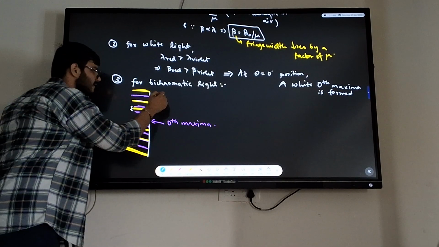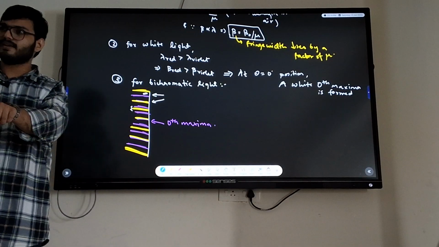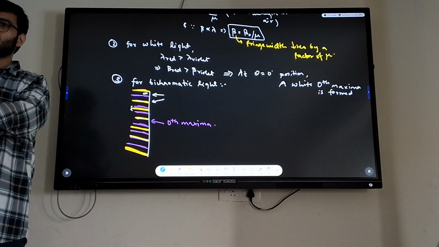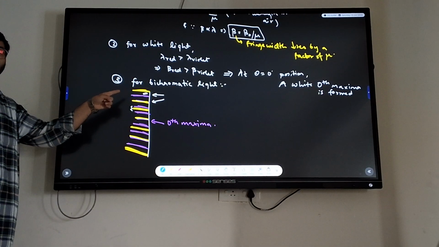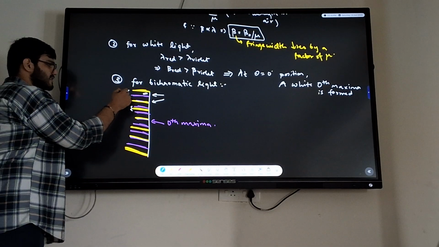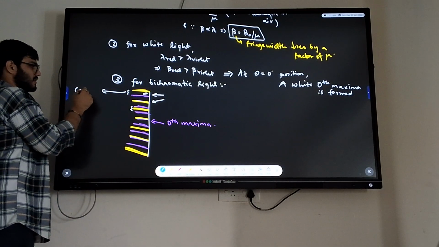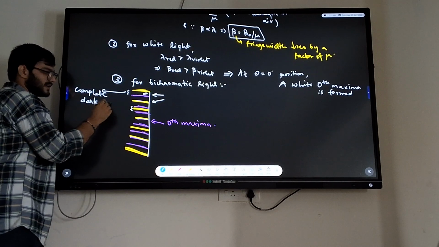What is happening here? A dark of violet is getting coincided with the dark of yellow. So what will form there? There will be complete darkness, because there is no intensity there. So what is this region called? Region of complete darkness. Do you understand the possibilities?